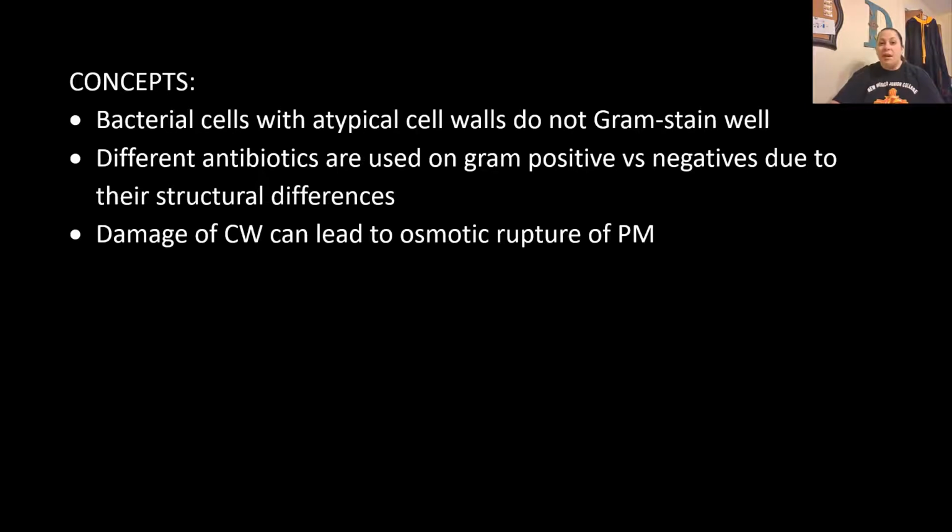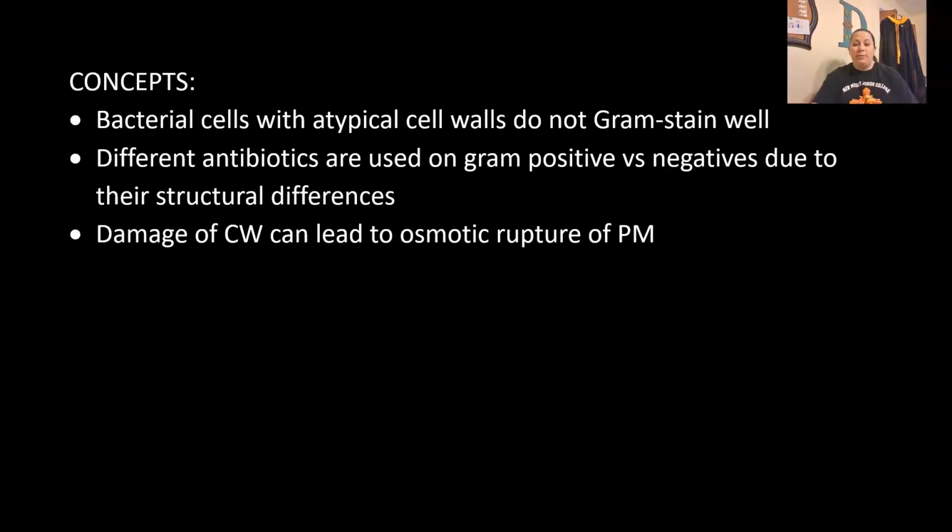So bacteria cells with atypical cell walls do not gram stain well. If their cell walls are different, they don't gram stain real well. Different antibiotics have to be used on gram-positive versus gram-negatives because of the structural differences that are present. And damage of the cell wall can lead to osmotic rupture of the plasma membrane. Guys, if we can poke holes in their cell wall, it makes that bacteria more vulnerable to losing water or gaining water, and it can cause the cell to rupture.